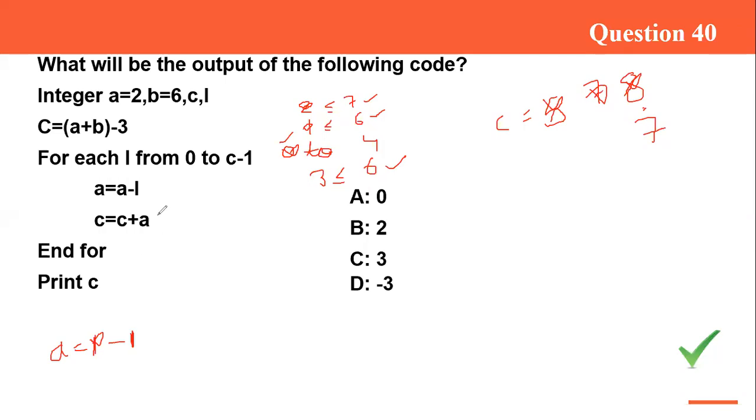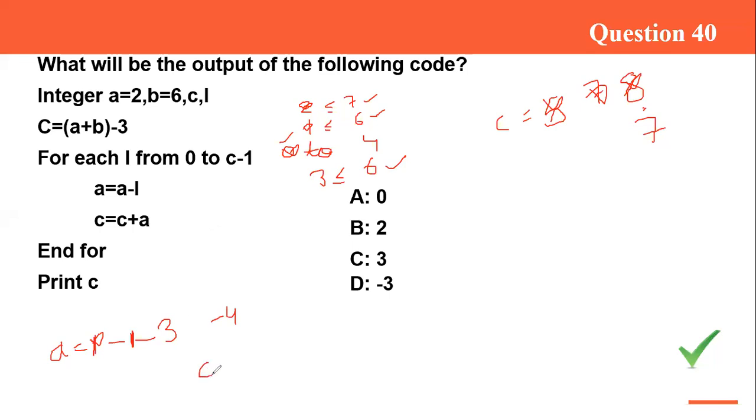Okay. Now, did I make any mistake? I hope it was minus 1. Okay. Minus 1 minus the current I value. Current I value is 3. Minus 1 minus 3 will become minus 4. Right? A value is minus 4 right now.